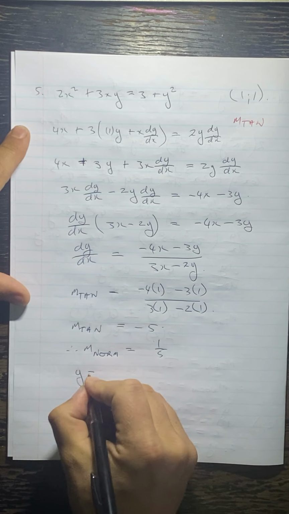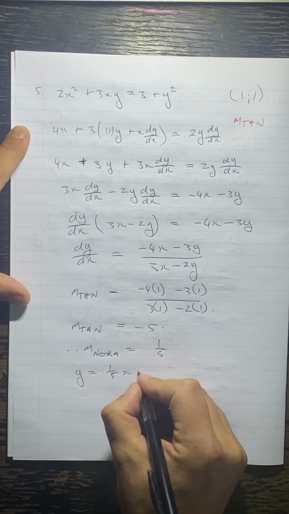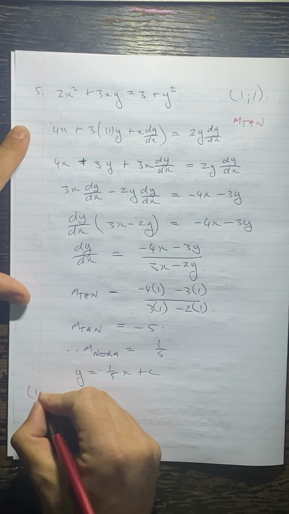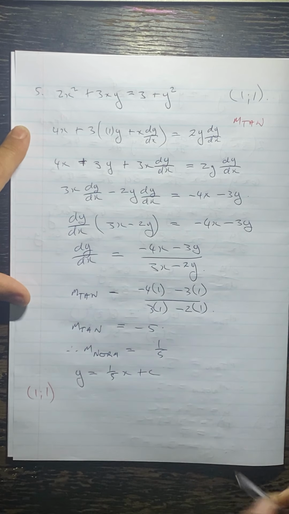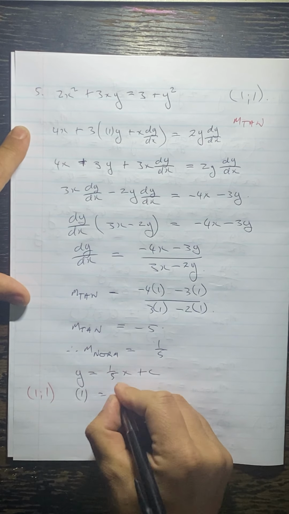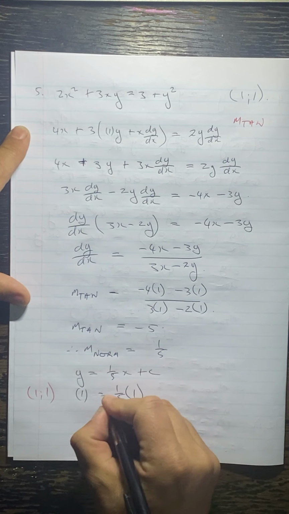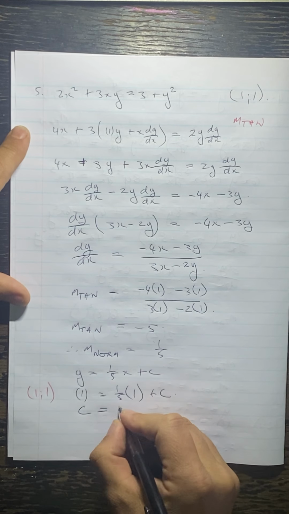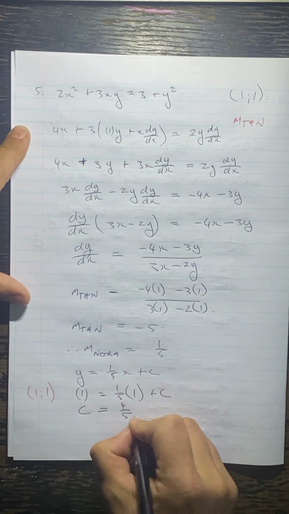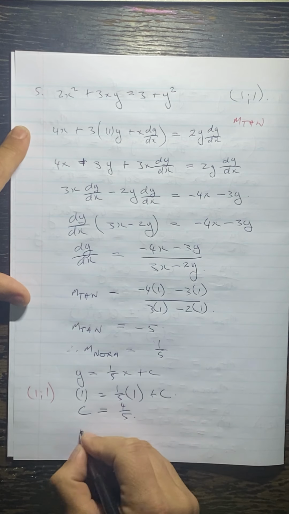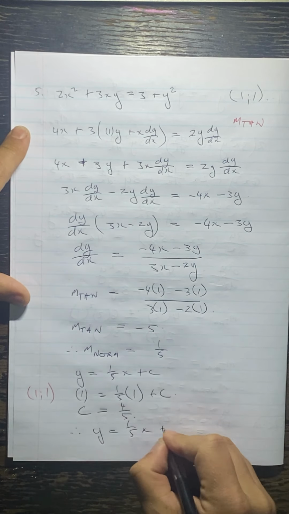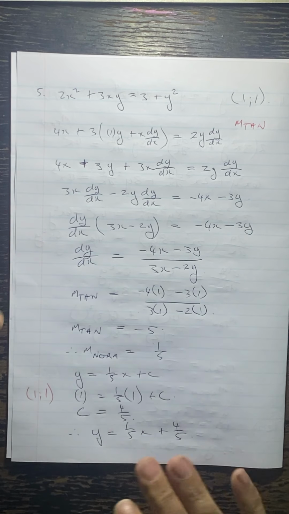So we get y is equal to 1 over 5 x plus c. To find the c, plug in the point. And we get a c value of 4/5. Okay, so therefore y is equal to 1/5 x plus 4/5 is the equation for the normal.